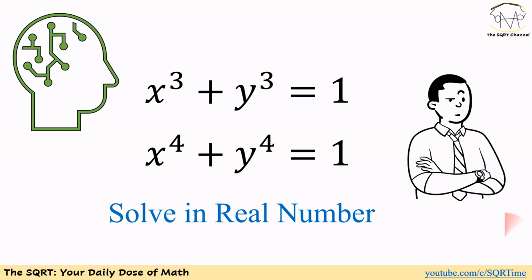In this channel, we talk about math competitions and problems that are very interesting. For this problem, we have a set of equations. The first one is x cubed plus y cubed is equal to 1, and the second one is x to the power of 4 plus y to the power of 4 is equal to 1. We are going to solve this set of equations in real numbers. Before moving forward to talk about the solution, make sure that you pause the video to think about this problem.